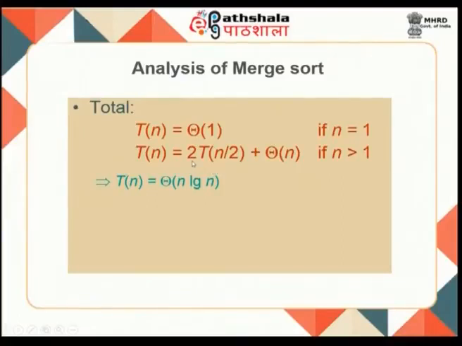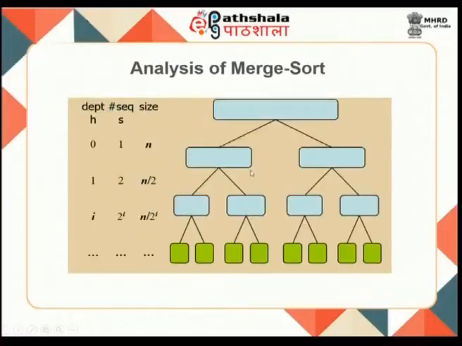Here A is equal to 2, and B is equal to 2. So, when we apply the Master's theorem, you can observe that the result is theta of n log n. Probably you can recollect, we also discussed the complexity analysis of Mergesort using the recursion tree method.